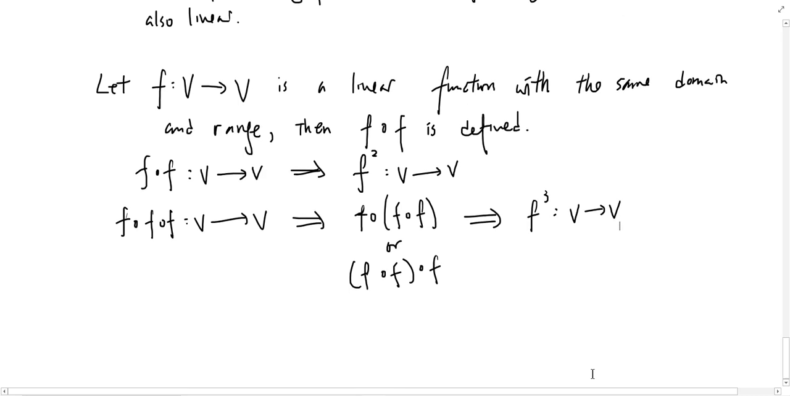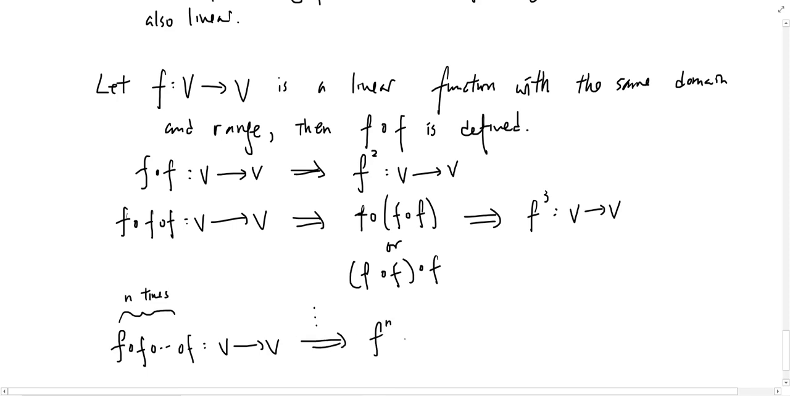Well, simple. We call this f cubed. And so this process can go on and on to as many as we want. Let's say there are n of these. Then that just becomes f to the nth power.